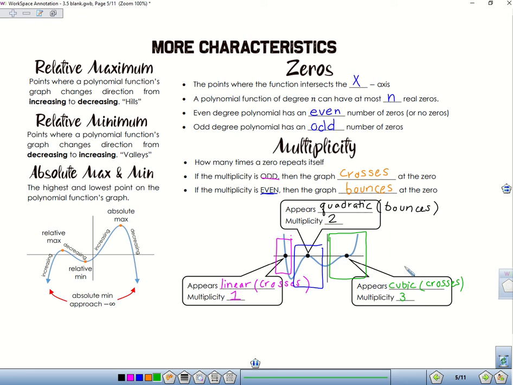Does that make sense to you guys? Okay. So they have that appearance of whatever graph that they're emulating, basically. So if it's odd, it goes through. If it's even, it bounces.